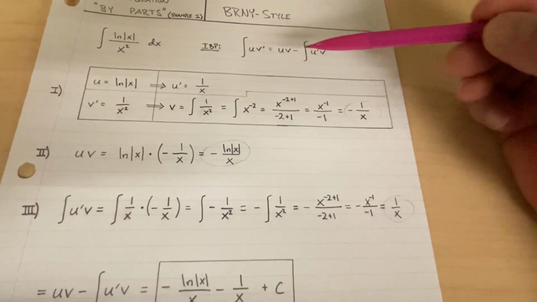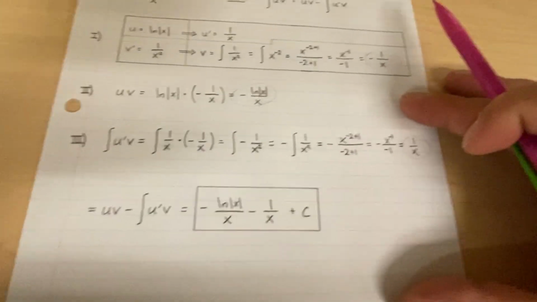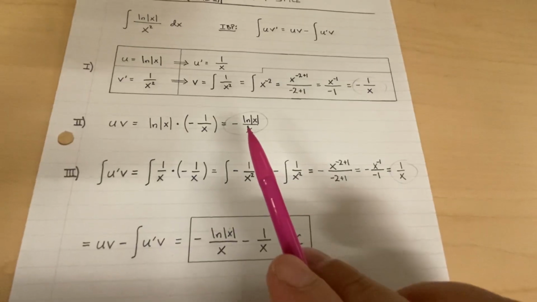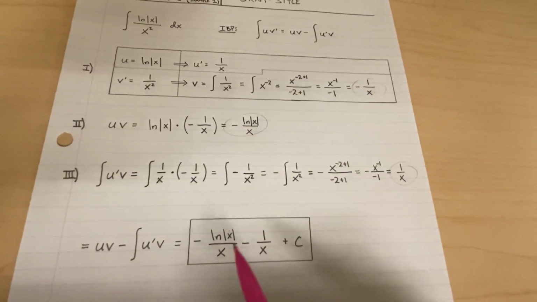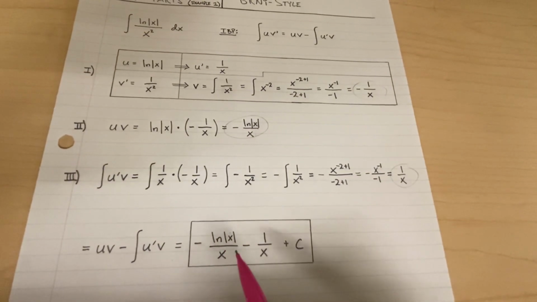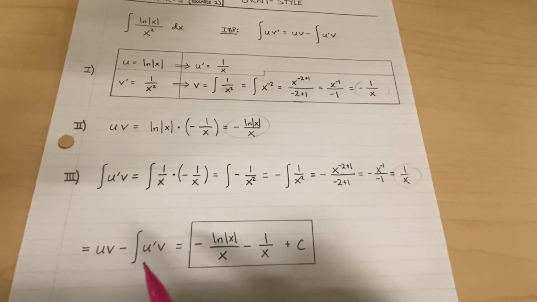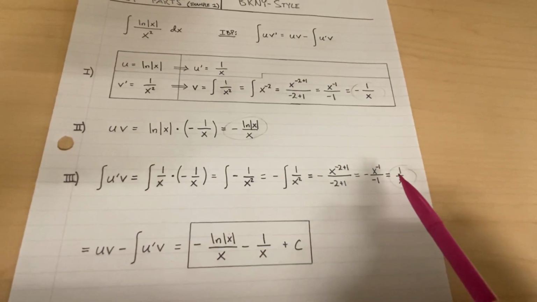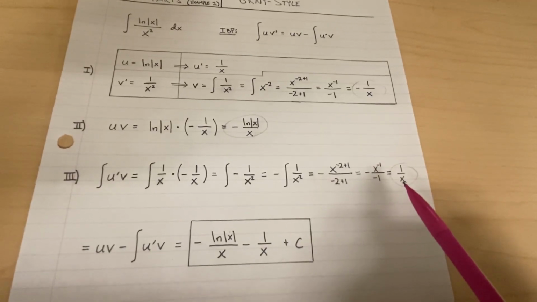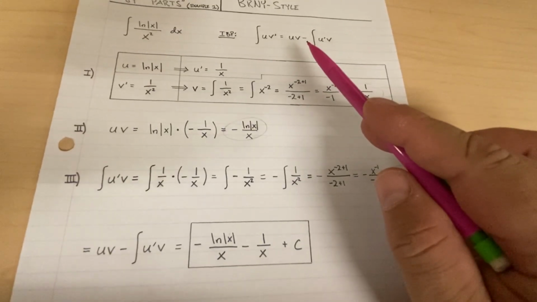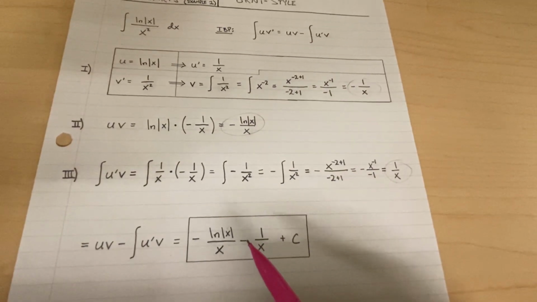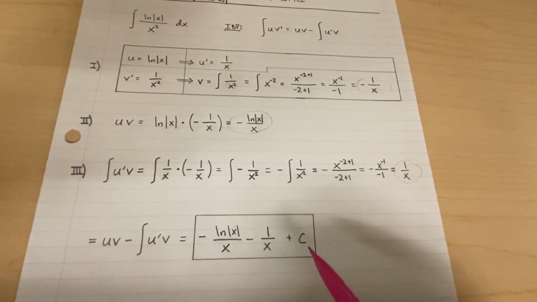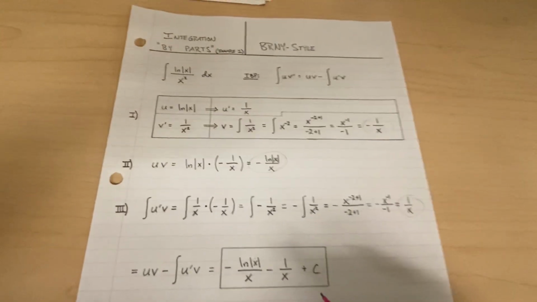So now we have the two components that we need, and we'll just go ahead and put them together. u times v was negative ln of x divided by x, so negative ln of x divided by x. And the integral of u prime v was equal to 1 over x. And before I told you that we were ignoring this minus sign, but now we'll bring it back. So it's going to be minus 1 over x. Add plus c for your constant of integration, and you are all squared away. And that's integration by parts, BRNY style.